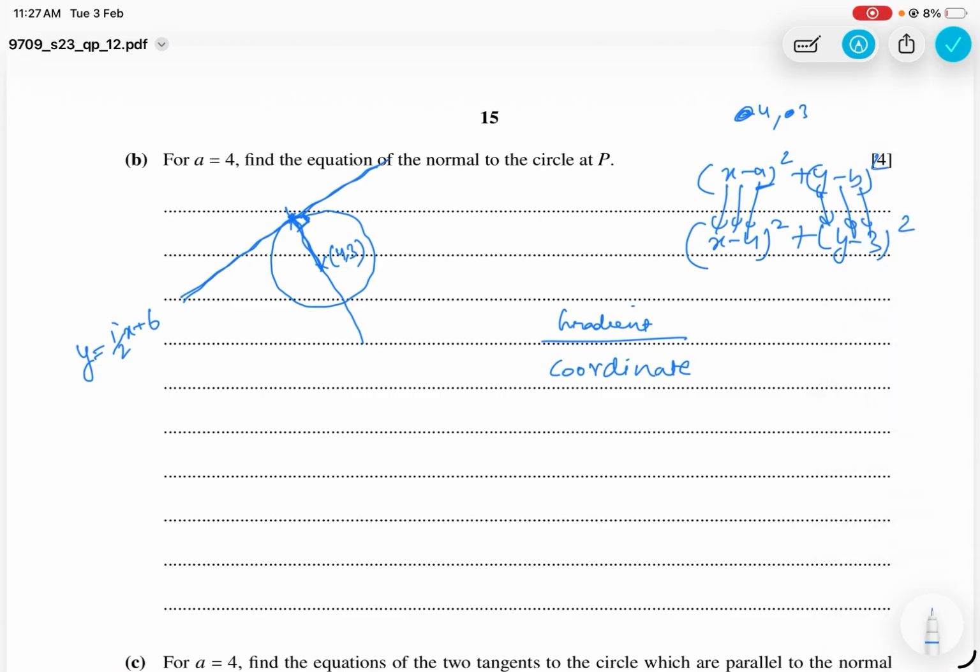Now, the gradient is already given to us over here. See, the gradient is half for this tangent. So the gradient of the normal would be negative 2. Just take the reciprocal and multiply it by minus. That's how you get the gradient of the normal.